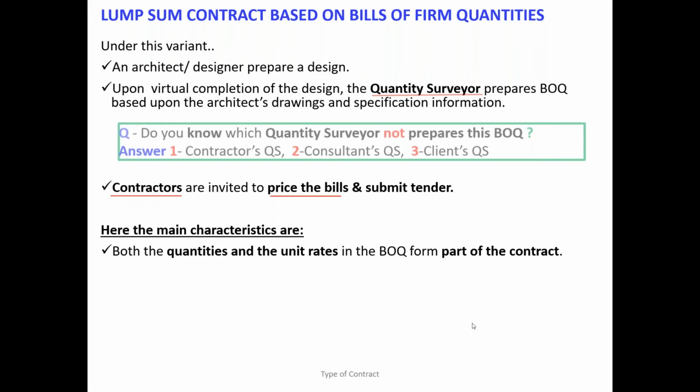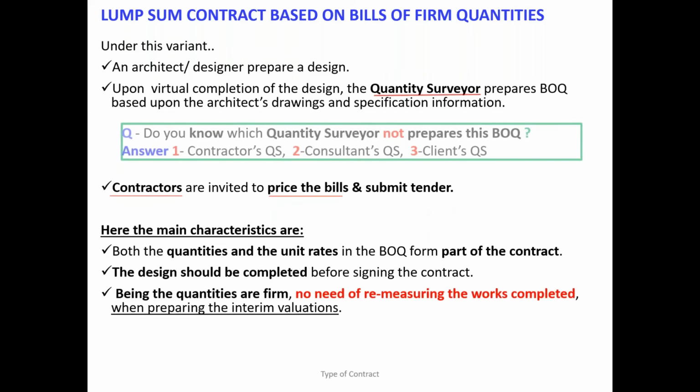So it is part of the contract, and the design should be completed before signing the contract. Since the bill of quantities is very firm, once the work is done, do we need to remeasure it? When you are going for an interim payment application or final account, do we need to remeasure it? No. It is not subject to remeasurement. You agreed the scope of work done, the price is agreed, no more remeasurement. It is not a remeasure contract. That we will discuss in the next lecture series: what is a remeasure contract?